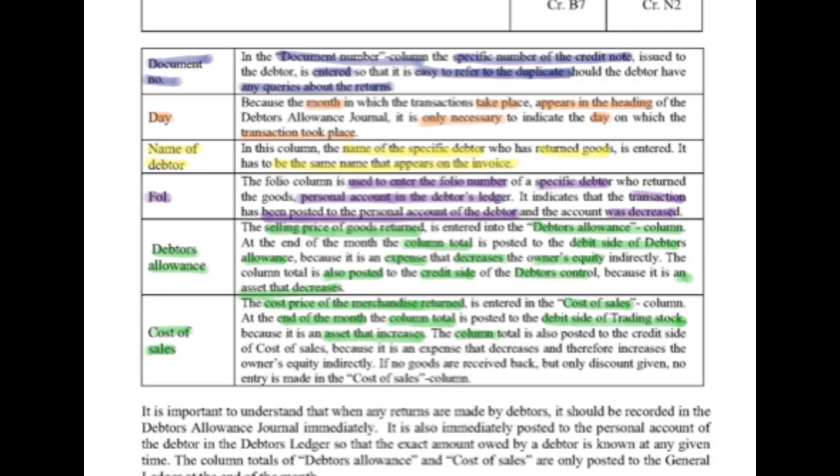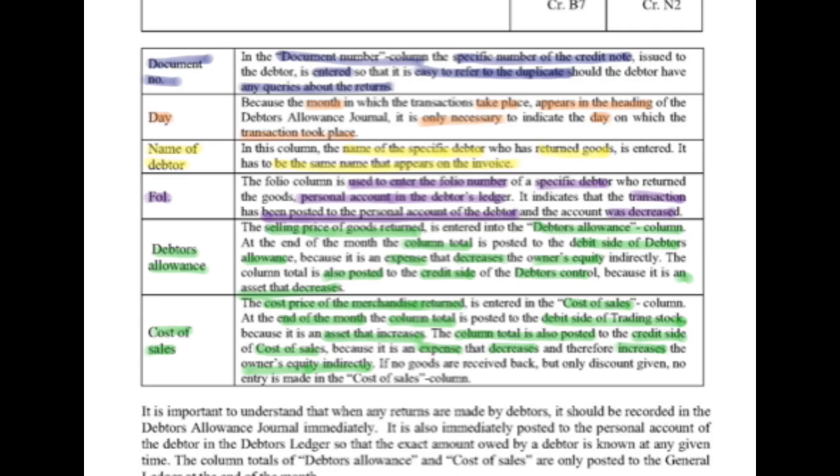The column total is also posted to the credit side of cost of sales. Now because this is an expense, it actually decreases the expense, but therefore increases the owner's equity indirectly. So I'm actually reversing the expense that I created previously when I recorded the entry in the DJ. In other words, when the sale took place.